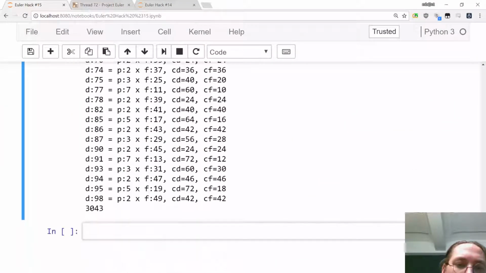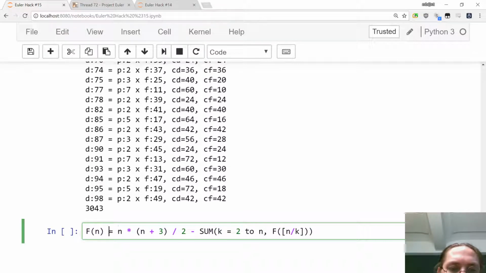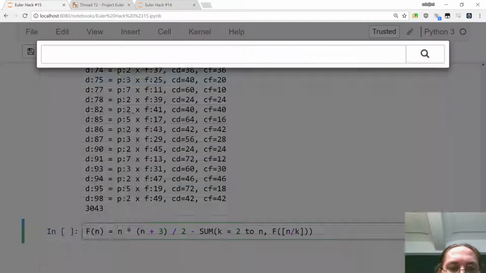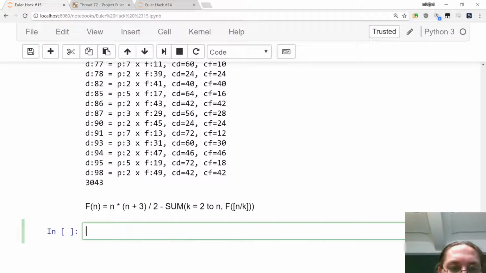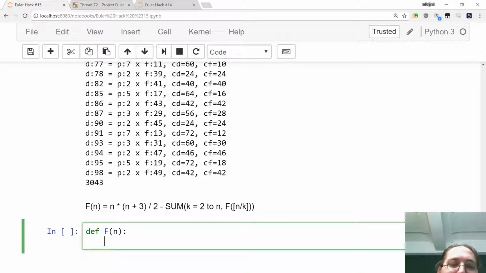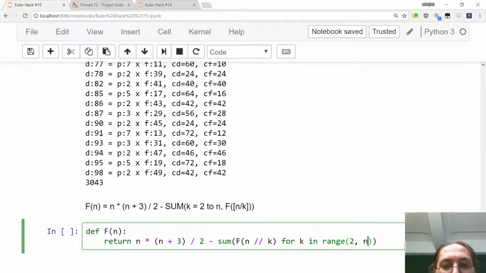If he has a factor k, he says for all k from 2 to n. So return n times n plus 3 over 2 minus the sum of f of n floor division k for k in range 2 to n plus 1.